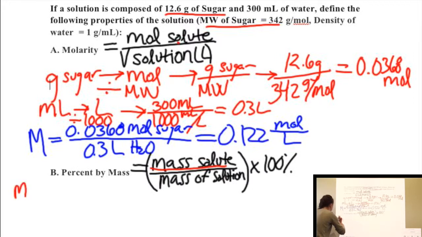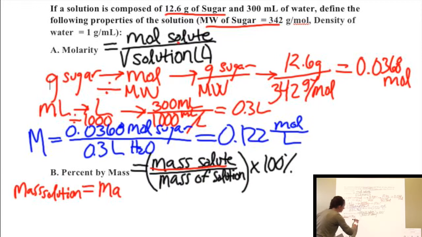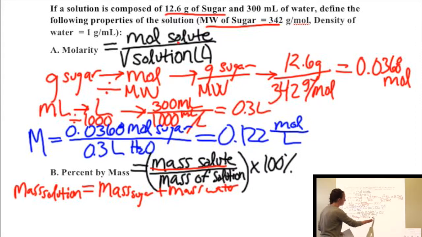So the mass of solution equals the mass of your solute, sugar, plus your mass of water. So we already know the mass of the sugar, so that means we have to find the mass of our water. So we know the volume of water that we have, and we also know the density of water. So we're simply going to multiply the 2 together to get the mass out.